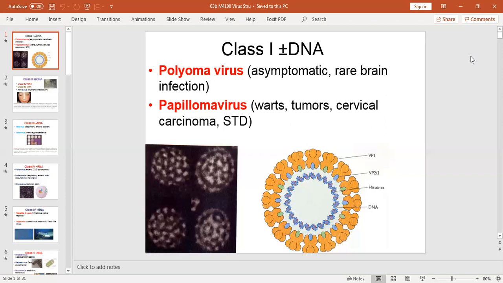Another virus in class 1 double-strand DNA viruses is papillomavirus. Papillomavirus is the causative agent of warts. It's a DNA tumor virus that can cause tumors such as cervical carcinoma, and it is also the cause of sexually transmitted diseases or STD.